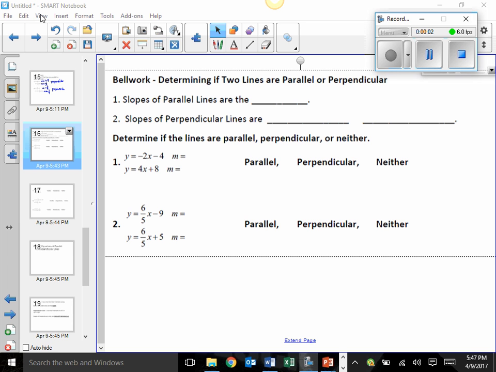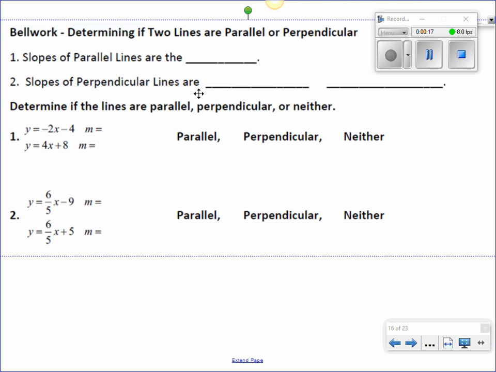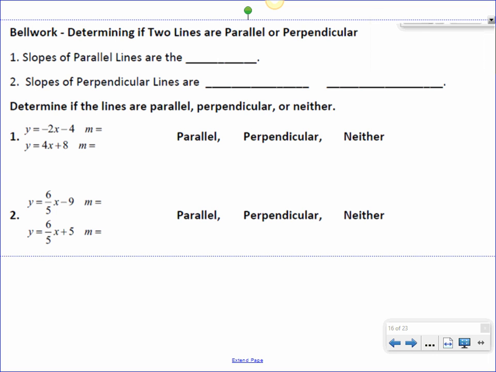Okay, the first thing we'll look at today, once again, is your bell work from yesterday or from this morning. The bell work that you had was working with parallel and perpendicular lines and just determining whether they were truly parallel, perpendicular, or neither.